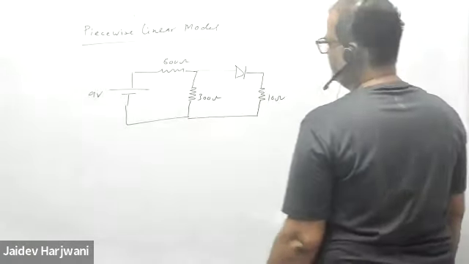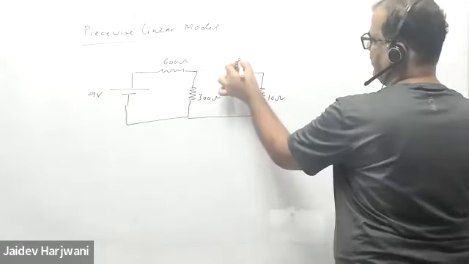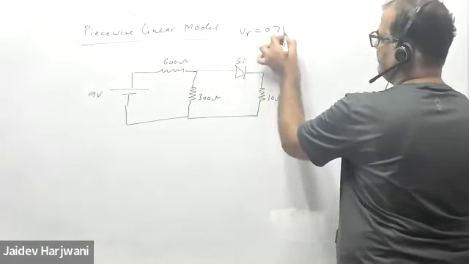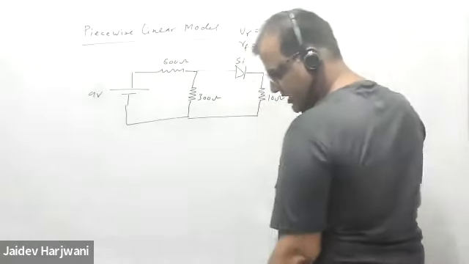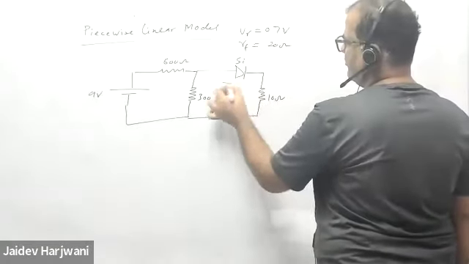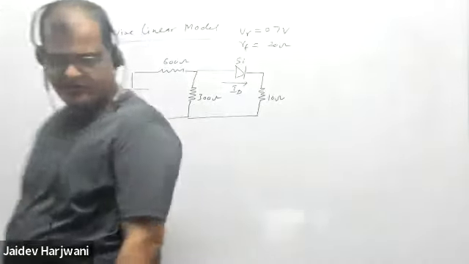Now it is given in the question that the diode is made of silicon, so the cutoff voltage for the diode is 0.7 volt. It is given, plus a forward resistance is also given. The forward resistance value is given as 20 ohm. So you need to find how much current is flowing through the diode, ID, that you need to calculate.